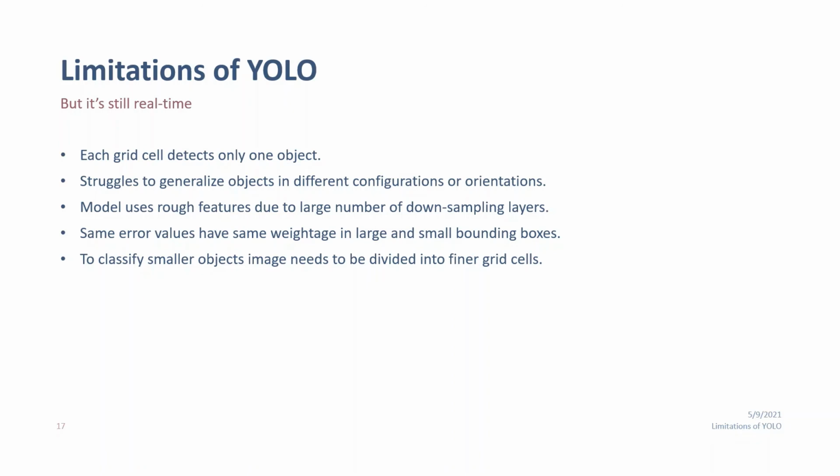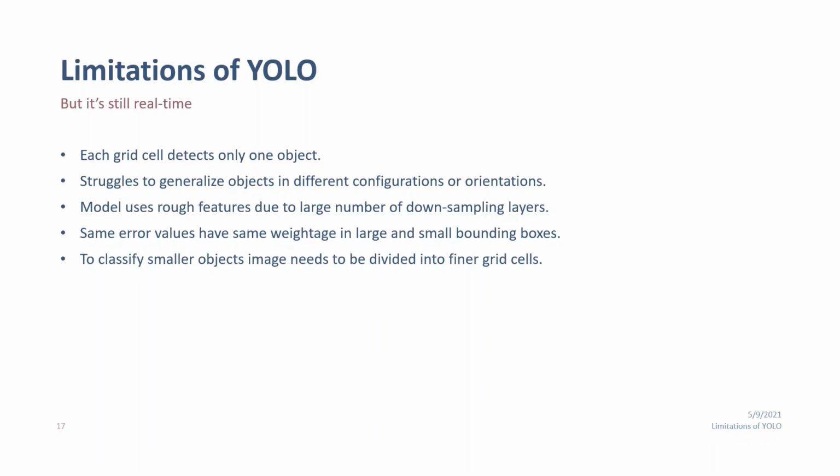And the model uses rough features due to a large number of downsampling layers. We have already seen that there are 24 layers in the network, basically 24 convolution layers along with the 2 fully connected layers. So basically they are using rough features. And the same error values have the same weightage in large and small bounding boxes. They tried to avoid it partially, using a trick that I have discussed earlier, that is, they have taken the square root of the width and height of the bounding boxes in the loss function.